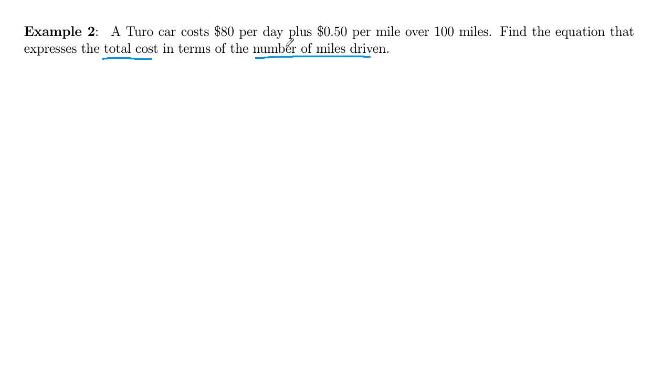So it's going to be in terms of the number of miles driven, so that's going to be your x, and then your total cost is going to be your y. And you want to write an equation in the form y equals a plus bx. So that's slope-intercept form. B is your slope, and a is your y-intercept.